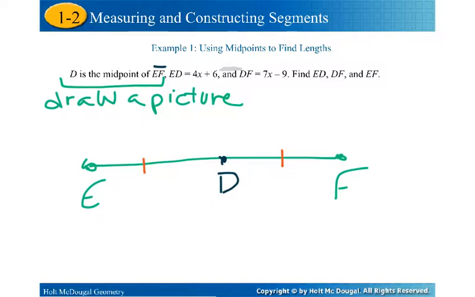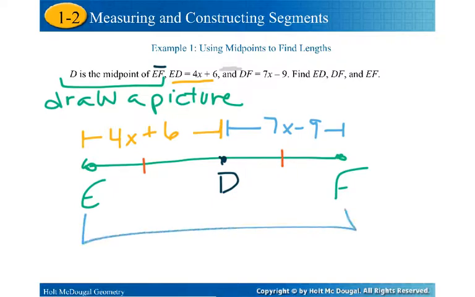Alright, then we go through and we notice that it also says that ED is representative of the measurement 4x plus 6. Now that is not necessarily a very helpful measurement, except that we are going to solve algebraically. So the next piece is that D to F is 7x minus 9. Now you may say, okay, well we kind of need to know the whole thing in order for the piece plus the piece to equal the whole.